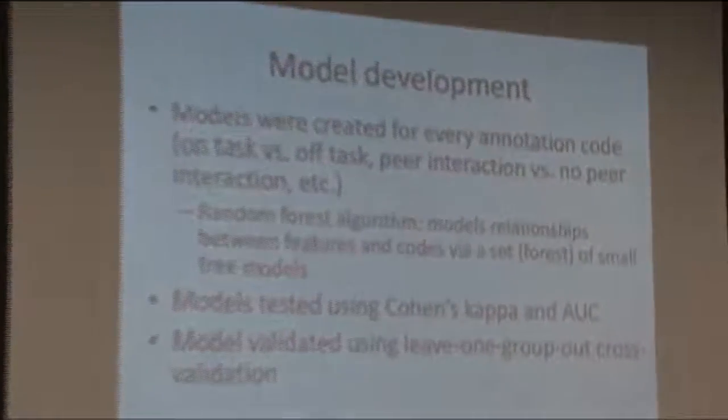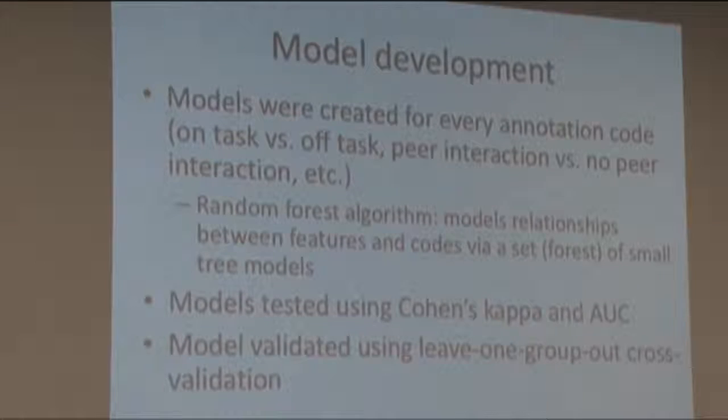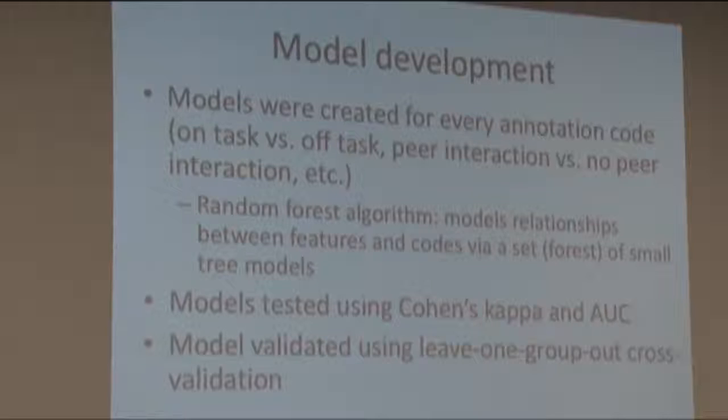So models were created for every annotation code. So all of our coding, when you work with computer scientists, which I'm guessing most of you know, is they are very good at calling our work annotation codes. So it's different from the coding that they're doing. So on task, peer interaction, no peer interaction, etc. They did all the combinations that you could possibly have of our codes.